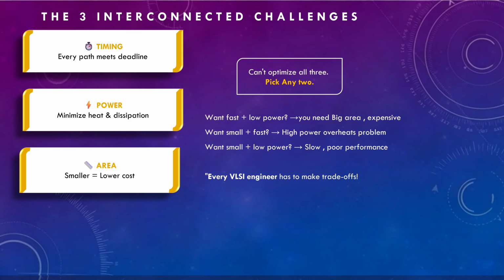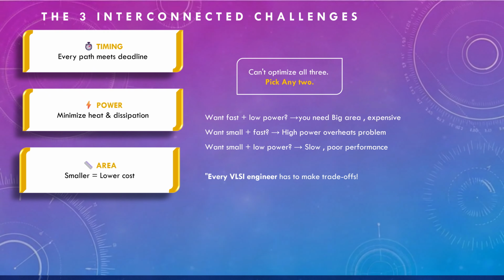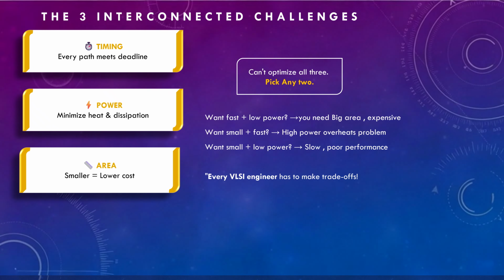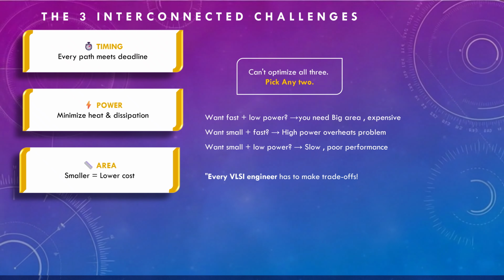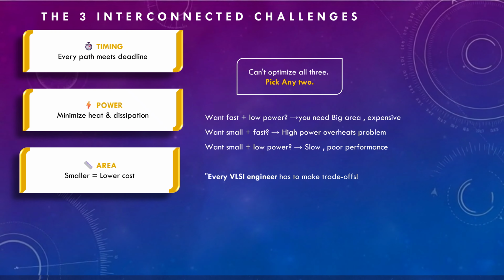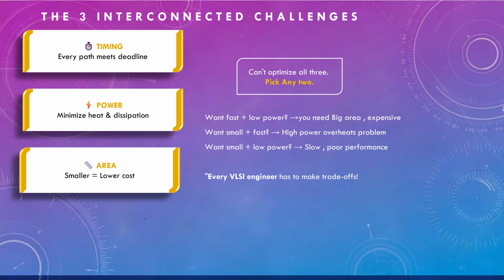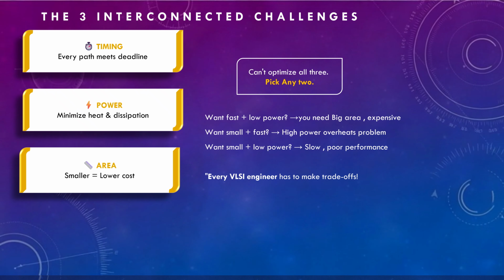It's like the famous engineering joke. Pick any 2. Want fast and low power? You need big area, expensive. Want small and fast? High power, overheats problem. Want small and low power? Slow, poor performance. Every VLSI engineer has to make trade-offs.